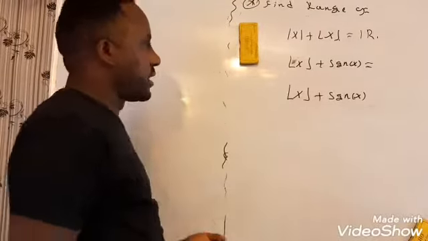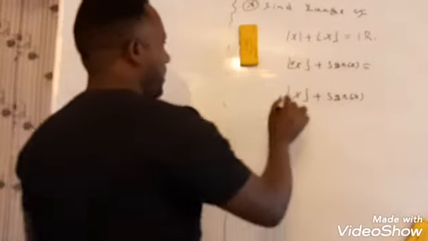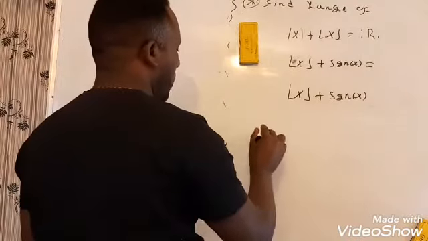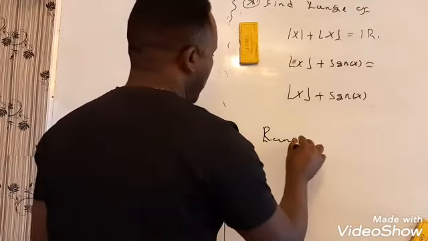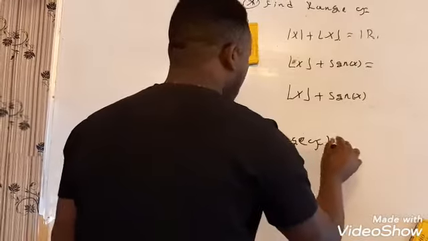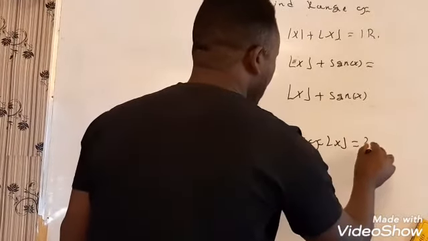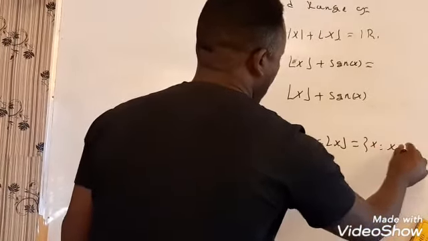The range of this is an integer. So the range of the floor function is immediately that x is an element of the integers.